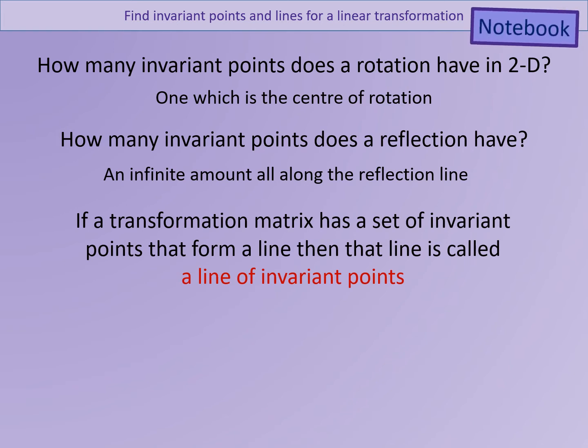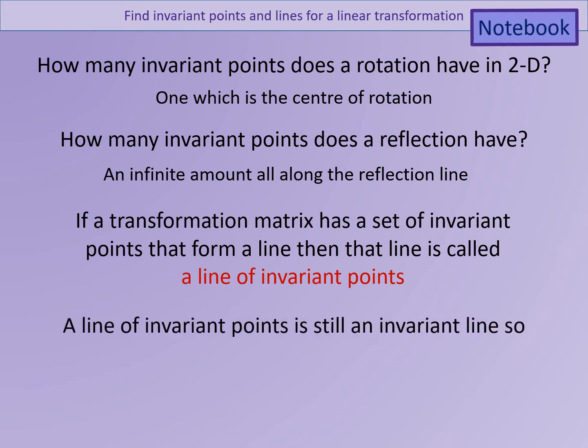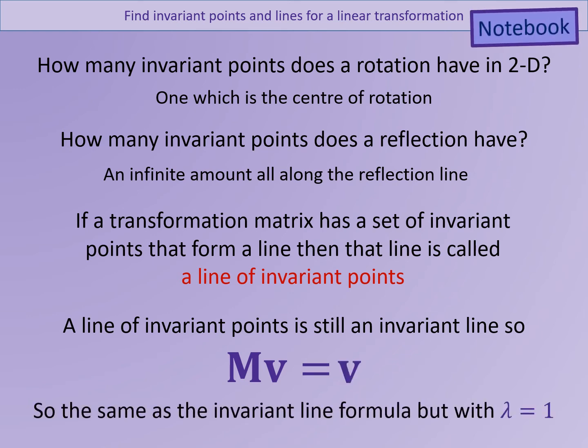So if a transformation matrix has a set of invariant points that form a line, then that entire line is called a line of invariant points. Now, a line of invariant points is a specific kind of invariant line. It's a specific kind of invariant line where every point along that line remains in the same place. So a line of invariant points is still an invariant line. So MV would equal just V. So in other words, this is the case where lambda equals 1. So every point has stayed in the exact same place.